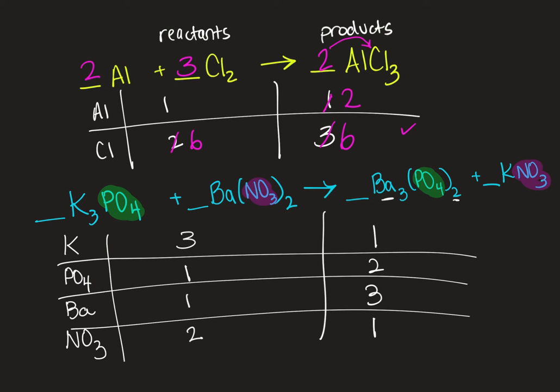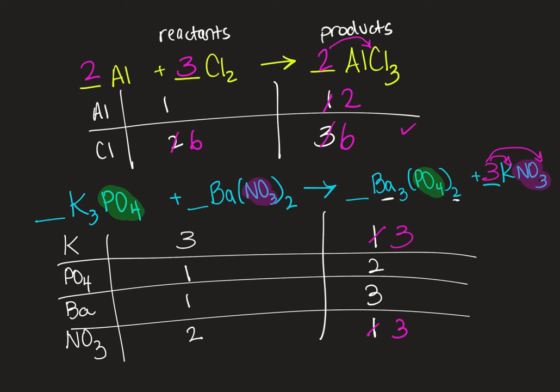So pick wherever you want to start. I think I'm going to start with my K's. Over here I only have 1. Here I have 3. If you multiply 1 times 3, you can get 3. So let me throw a coefficient of 3 here. That's going to affect my potassium, and I'm going to have 3 of them. It's also going to affect my NO3s. Now be careful, don't do 3 times 3 and get 9. It's 3 times 1 because there's only 1 NO3 to get 3 of those.